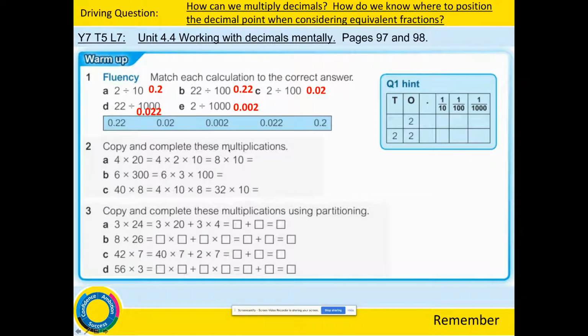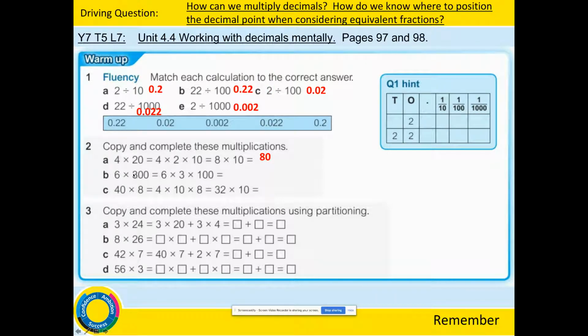Okay, copy and complete these multiplications. 4 times 20. We can do it as 4 times 2, and then multiply by 10, because 20 is 10 times bigger than 2. 4 times 2 is 8, times 10 is 80.